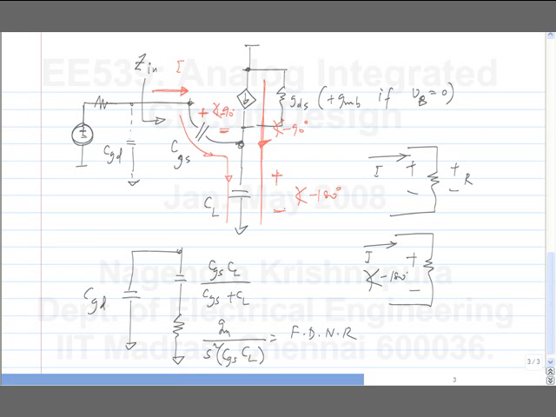Now the voltage has other parts also. There is a voltage because this current itself flows through CGS and CL. So the total voltage is the sum of all of them. That's why you see in the impedance the series combination of CGS and CL as well as the negative resistance because of the current induced in Gm.